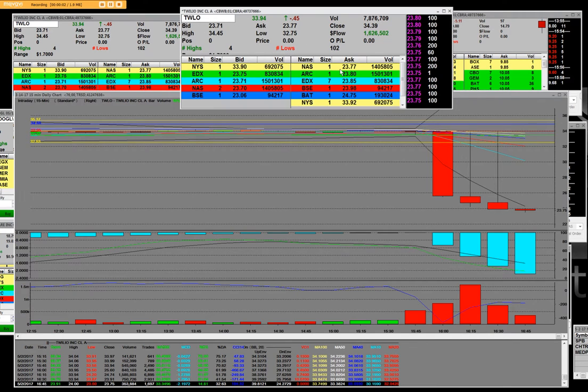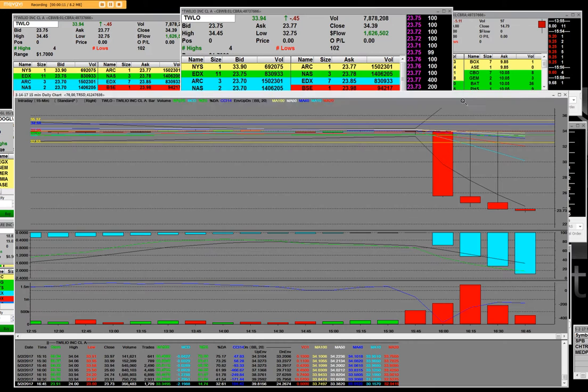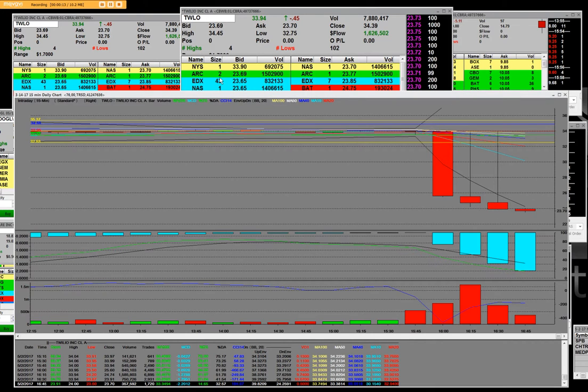TWLO. The prints are right here. They're 23.75. The high today was 34.45. This is a 15-minute after-hours chart. The minute that we've seen the stock slipping, we shorted this stock in after-hours, as you can see.